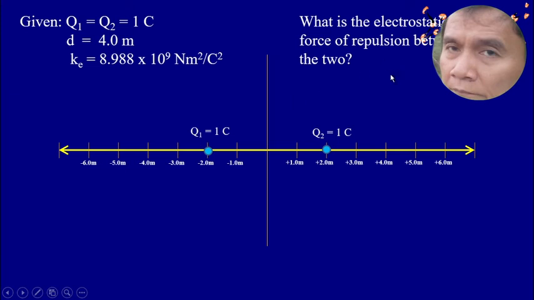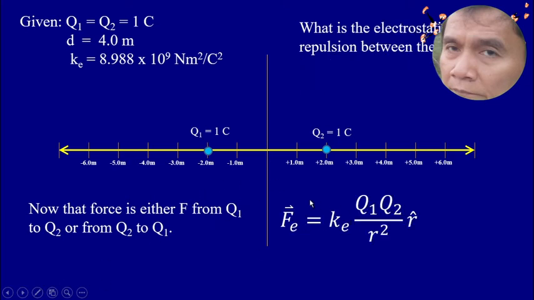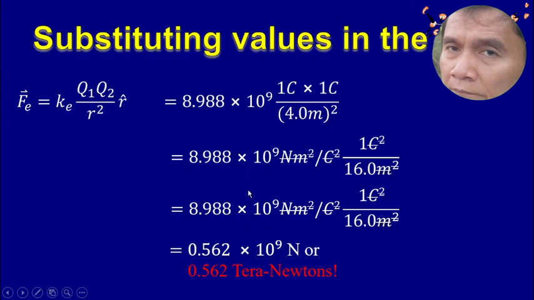What is the electrostatic force of repulsion between them? And that would be either from Q1 to Q2 or from Q2 to Q1. Using this formula again, we come up with the substitution. Since it was already given that Q is just 1 coulomb, we have 8.988 times 10 to the 9, I did not include the unit yet, 1 coulomb times 1 coulomb divided by 4.0 meters, quantity squared. And you come up with 0.562 times 10 to the 9 newtons.